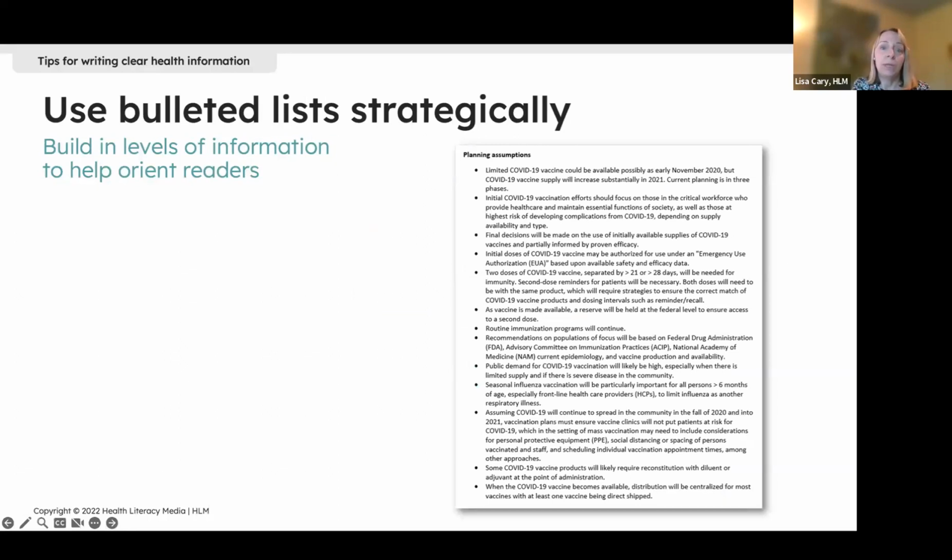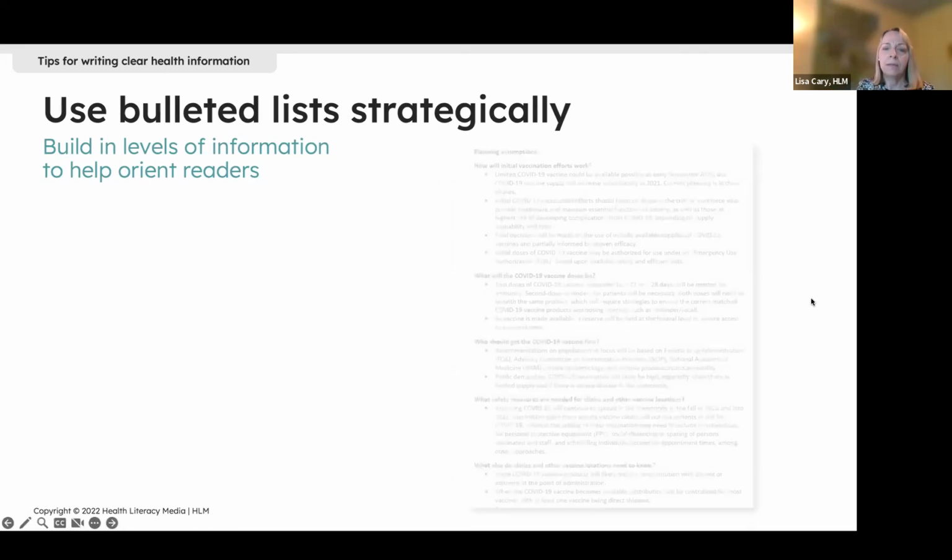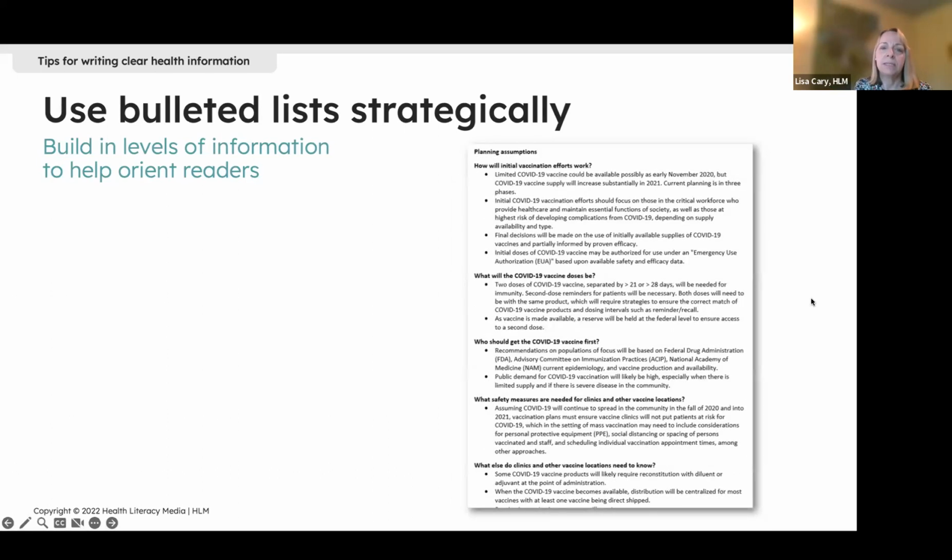The next thing is to use bulleted lists strategically. So again, building in levels. What do you think about this one? We know that we love bulleted lists. They make things easier to read, usually. The issue we have with this one is that it's nothing but bullets. Turning something into bullets, when it's that many, just all in a row, really makes them less effective.